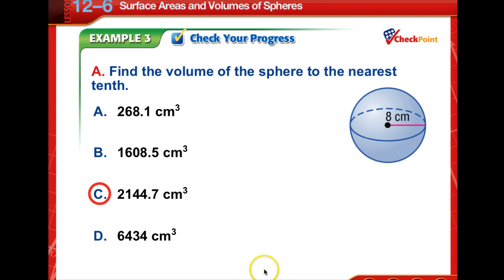So volume is 4/3 pi r cubed. We're told that the radius is 8. I multiplied 8 cubed, which is 512, times 3.14159 times 4 divided by 3 for the 4/3. I got 2,144.65, which rounds to 2,144.7 cubic centimeters.